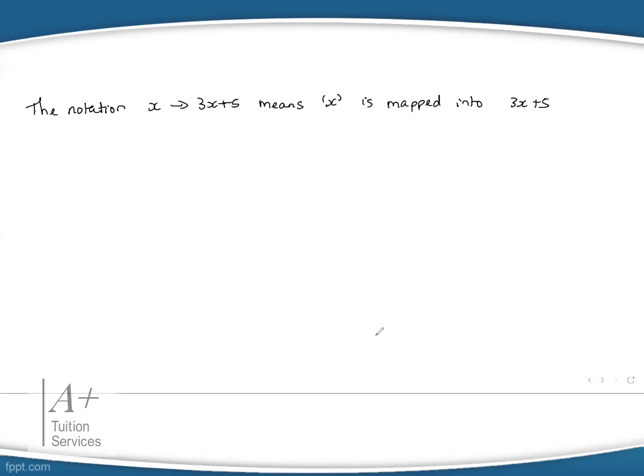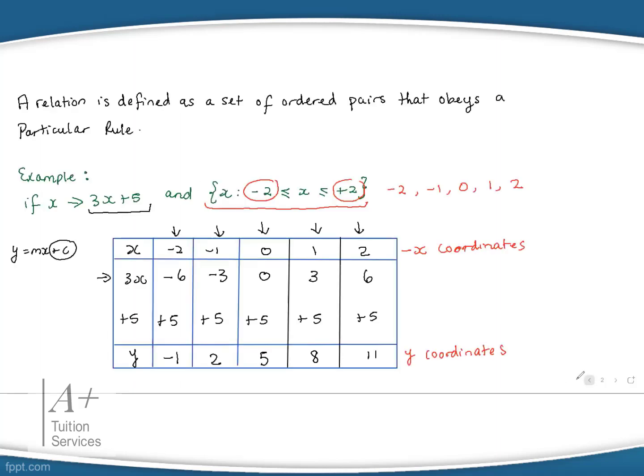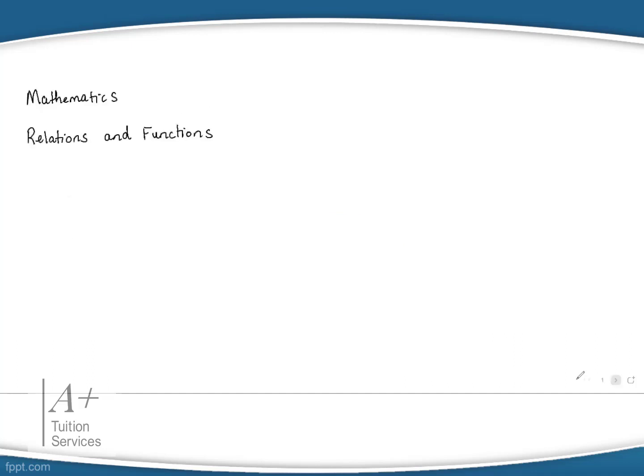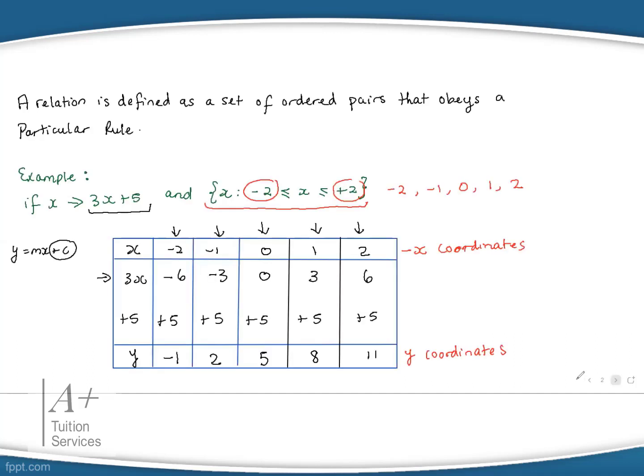Hence, we did the table before, which is this table here, right? So we put the values for x based on the domain, and we plug in the 3x + 5 which x is mapped onto, and then we multiply it, and then we work it out by adding it, right? Hence, we get the y coordinates.